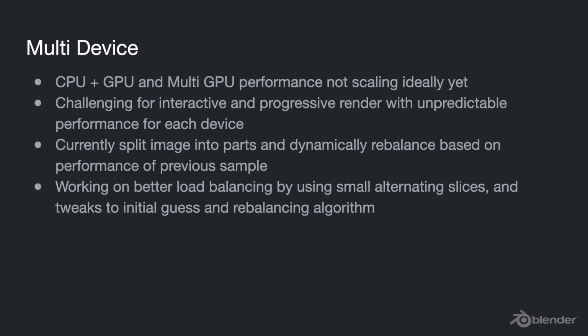Currently what we do is we just split the image evenly into parts and then dynamically adjust the size of those parts based on the performance of the previous setting, but that's not ideal. We're currently looking into optimizations where we split the image into smaller alternating scan lines, for example, and then distribute those, which at least gives a better initial distribution. We also want to add better initial estimates of the performance of each device and then maybe do some tweaks to the rebalancing algorithm to make it more efficient. So that's one area where there's more work to be done.